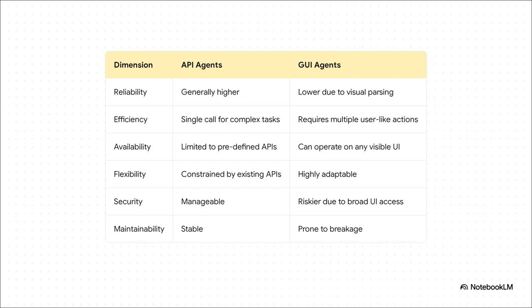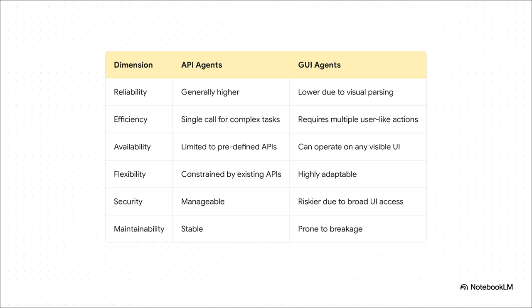This table from the paper really breaks it all down for us. You can see API agents just crush it on reliability and efficiency. But, and this is a big but, look where GUI agents shine: availability and flexibility. They can work on any application with a visual interface. No special access required. Think about all the older software out there.